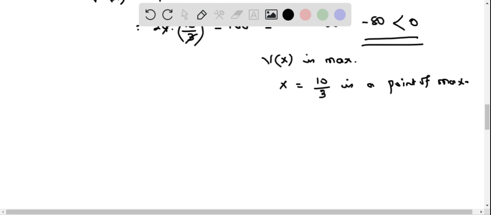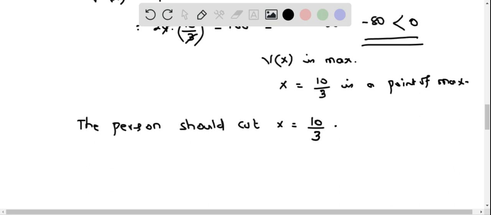Therefore, we say that the person should cut x equals 10 by 3 inches so that the volume of the box is maximum.